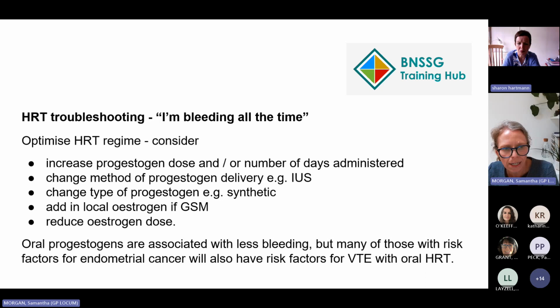The oral types of HRT do have a really good reputation as being really good for bleeding control. So the oral progestogens, apart from our micronized progestogens, but of course, oral HRT is associated with risk factors for some people too. So many of the people who perhaps we would prefer to be on transdermal may have risk factors for that oral preparation. So not always an easy one to sort out.